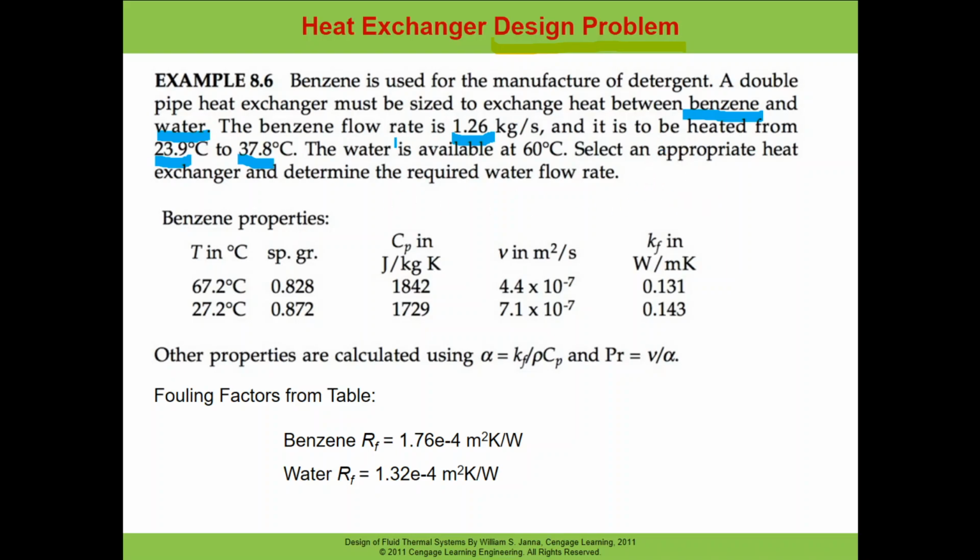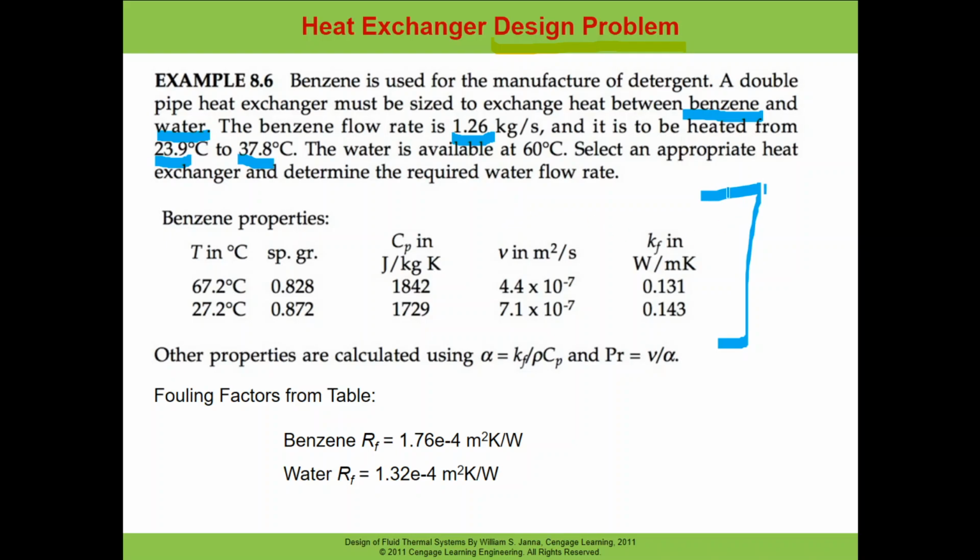So the requirement is that the benzene is to be heated from 23.9 degrees Celsius to 37.8 degrees Celsius. We start in the same manner, by writing down the properties. Since the inlet and exit temperatures of water are not given but those for benzene are, for the property purpose the mean temperature of benzene can be found from these two values. For the water, we can choose the average between the inlet temperature of water and the inlet temperature of benzene.